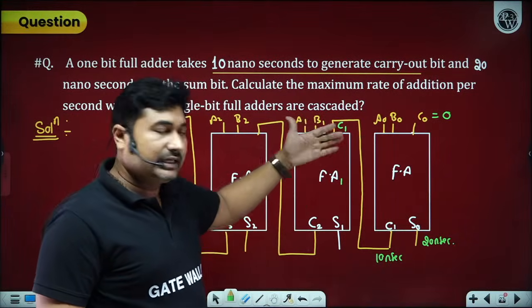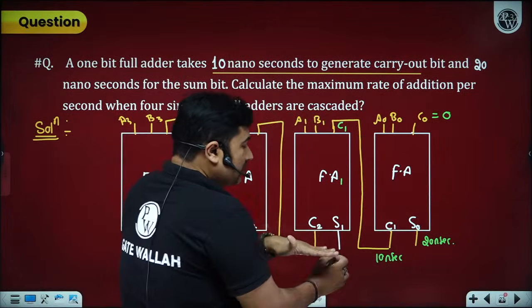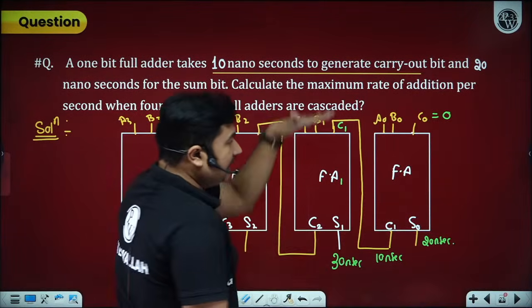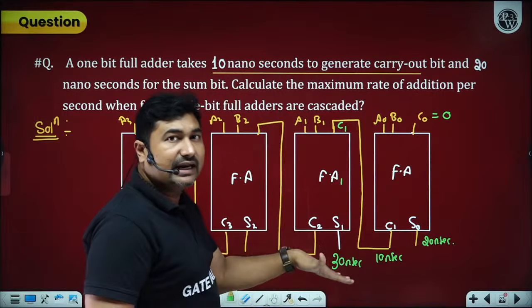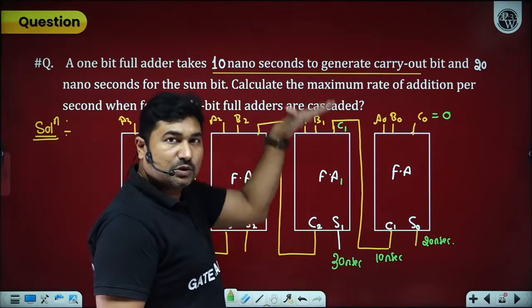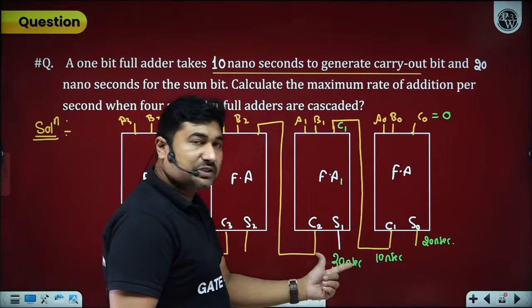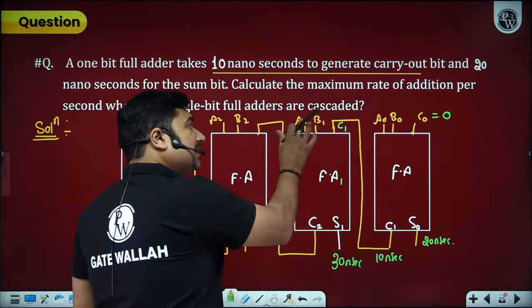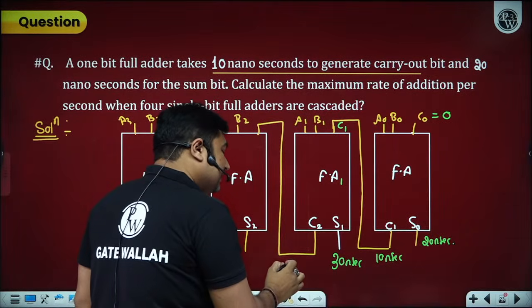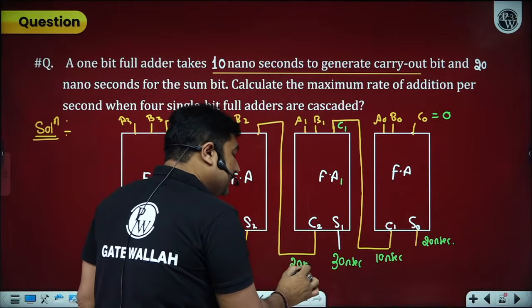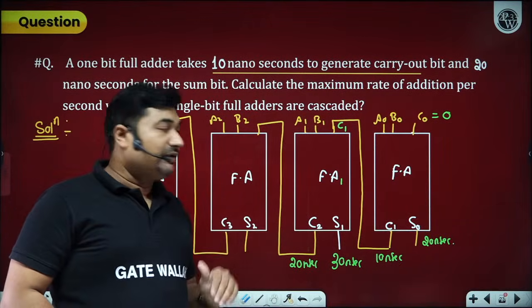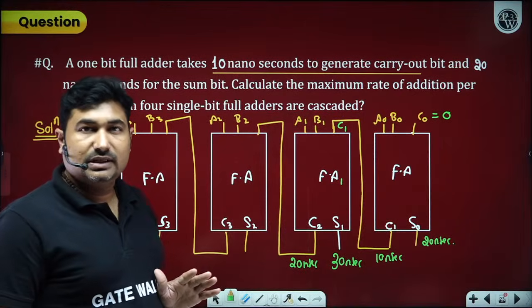After 10 nanoseconds, it would take 20 nanoseconds to generate the sum bit. So after 10 nanoseconds this will start addition and it would take 20 nanoseconds for the sum. So in total from the initial it will become 30 nanoseconds. After 10 nanoseconds, data is present here. With valid data, carry will be generated in 10 plus 10, 20 nanoseconds. So from the initial, after 20 nanoseconds, we have C2. Is it okay?